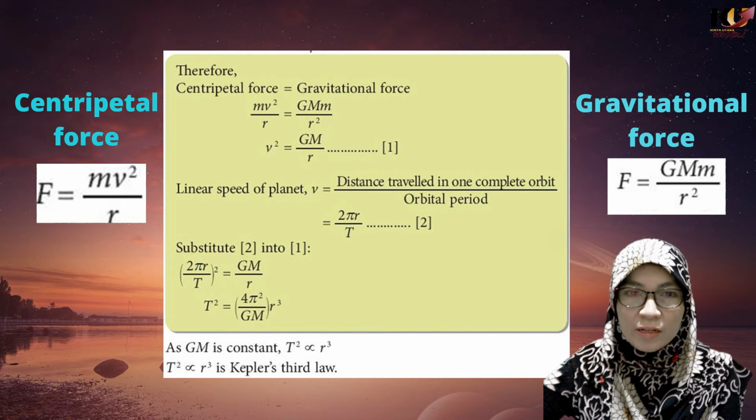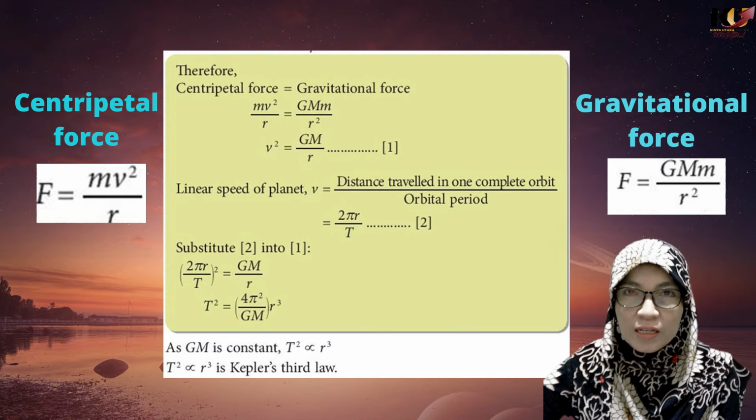The gravitational force acting on the planet is F equal to GMm over r square. The gravitational force acts as a centripetal force for the planet to make circular motion around the Sun. Centripetal force F equal to mv square over r. Therefore, centripetal force is equal to gravitational force, that is mv square over r equal to GMm over r square. V square equal to GM over r, equation 1.